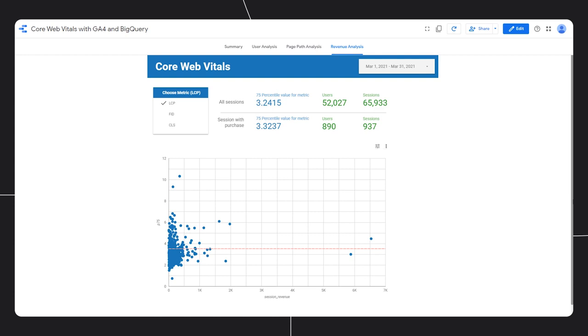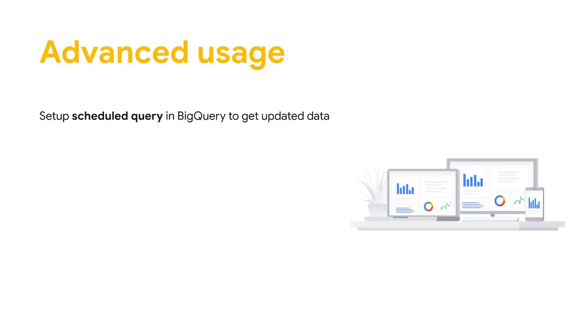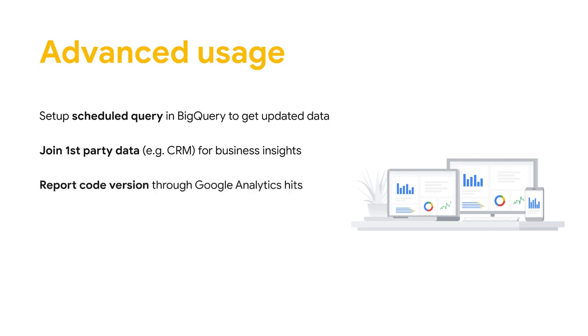To make this dashboard more useful, as advanced steps, we recommend setting up Schedule Query in BigQuery to get updated data, joining first-party data like CRM for business insights, and reporting your code versions through Google Analytics hits to monitor change results. You can find more information about these in our blog post.